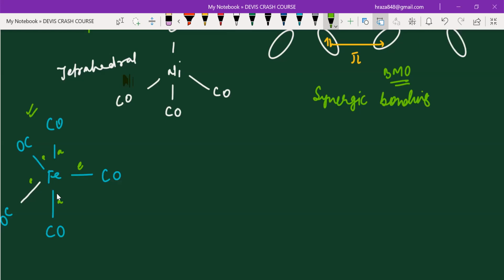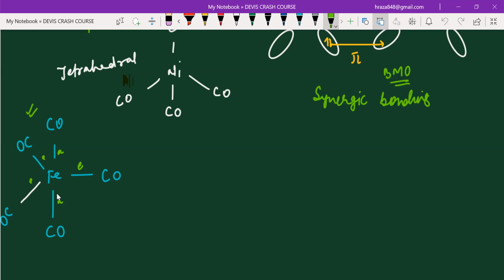What will be the bond angle between axial and equatorial? 90 degrees. What will be the angle between axial and axial? 180. And between equatorial and equatorial? 120. Very good. Why are axial bonds longer than equatorial? I don't know.